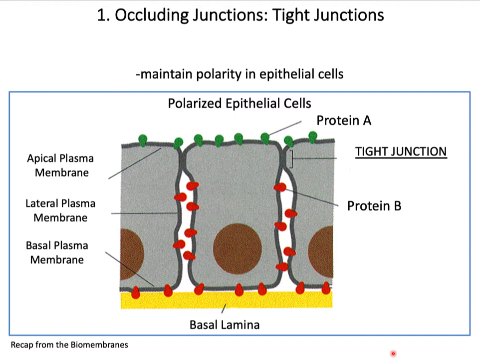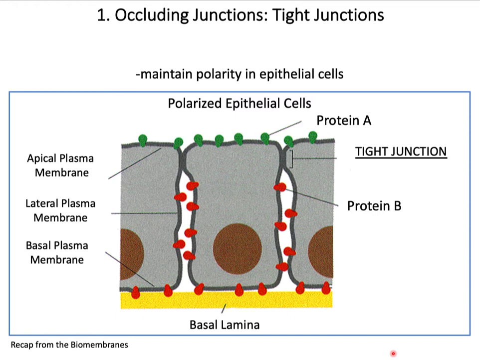The first major groups are the occluding junctions, and as their name suggests, the role of occluding junctions is to occlude certain proteins and certain solutes. An example of an occluding junction is the tight junction, and tight junctions play a number of important roles, especially in epithelial layers. And you have seen a couple of these already.